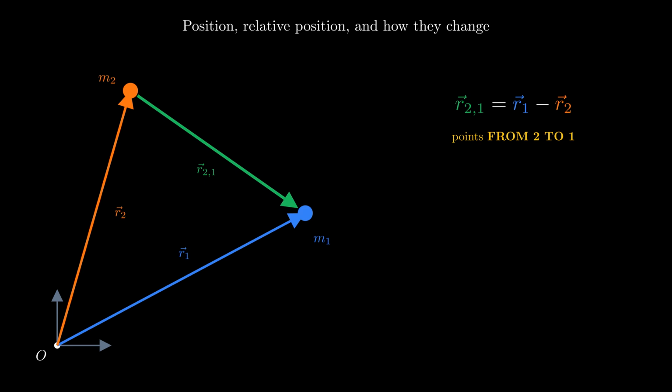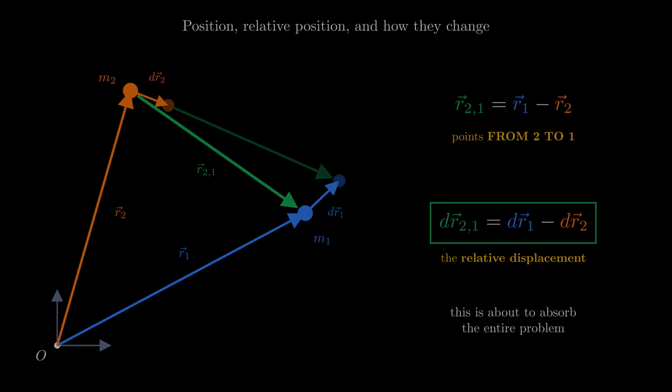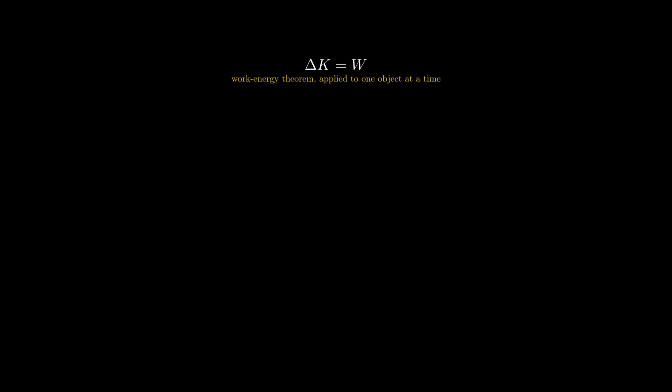During the interaction, object 1 shifts by a small displacement dr1, and object 2 by dr2. Subtracting, the relative position changes by dr21, which equals dr1 minus dr2. This relative displacement is about to absorb the entire problem. Energy next. By the work energy theorem, each object's change in kinetic energy equals the work done on it.